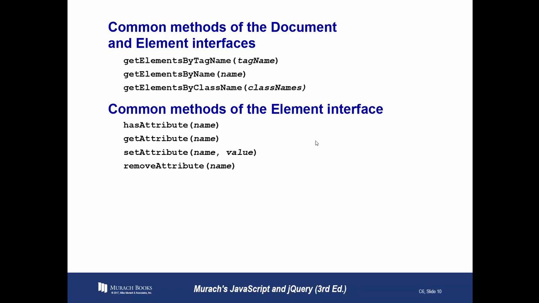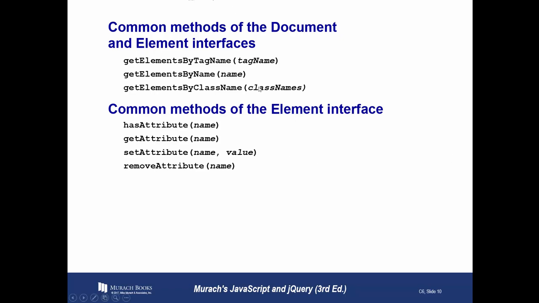All right. Some of the common methods of the document and element interfaces: get elements by tag name, returns an array of all element objects descended from the document or element that have a tag that matches what you're looking for. So for instance, I could put inside of here P, and that would get all paragraph tags. Get elements by name, returns an array of all element objects described from the document or element that have a name, not a tag, but a name attribute that matches the specified value.